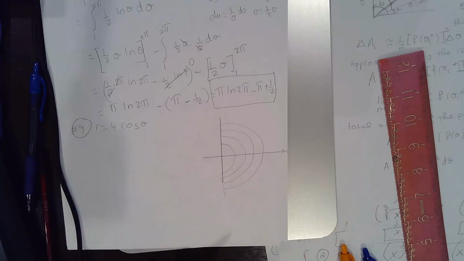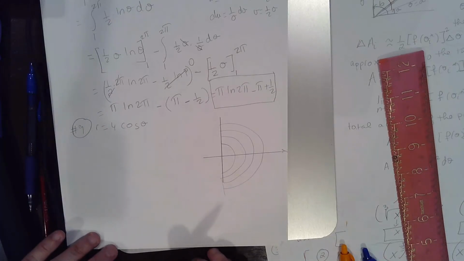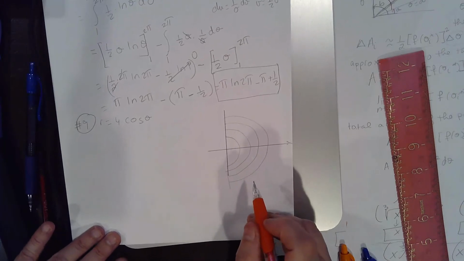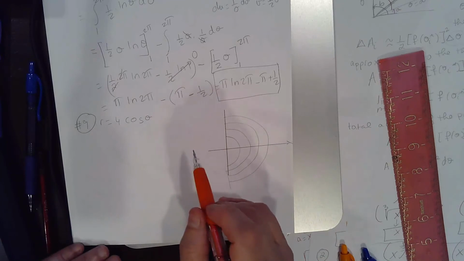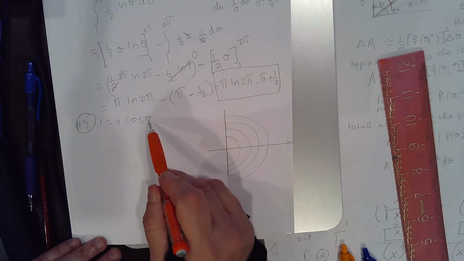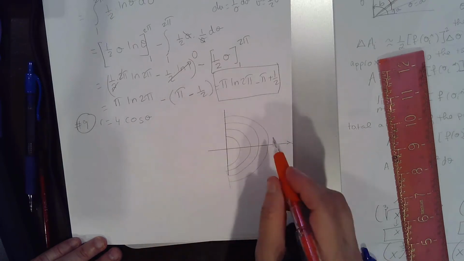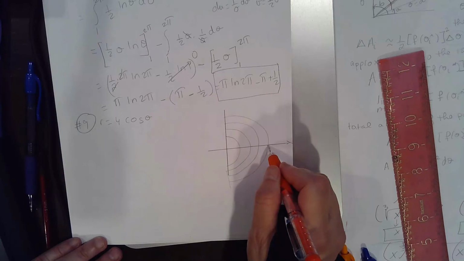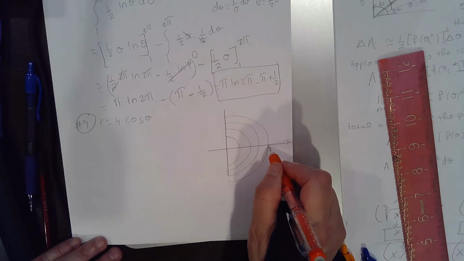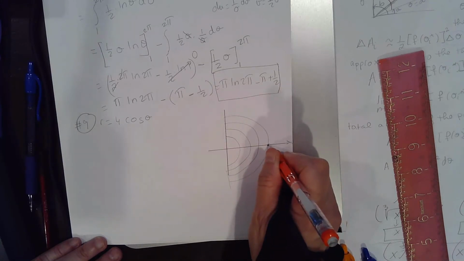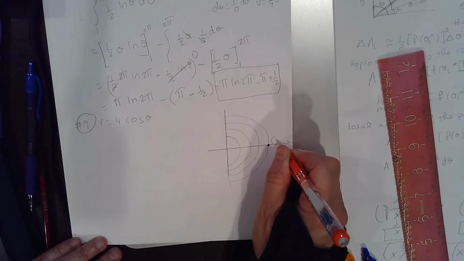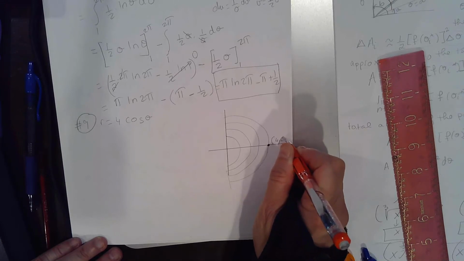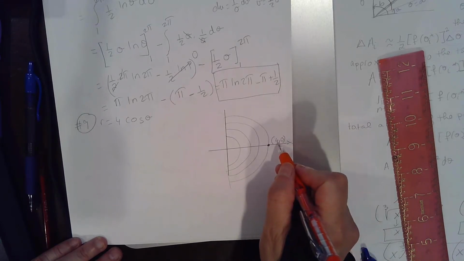Okay, hi everybody, we're doing number 9. I just paused the video a little bit to graph this. It took me a little while to graph it. So we're going to go ahead and graph this. Now when theta is 0, cosine 0 is 1, so r is 4. So here's 4, 0. R is 4, theta is 0.